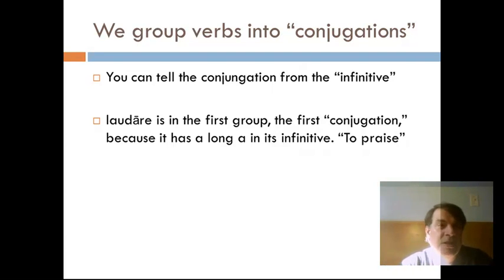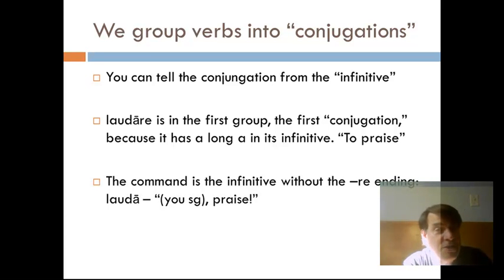I'm not necessarily worried about you memorizing them all now, but I want you to know that there's something coming down the pike later on, and you might want to go back at that point and look at these vocabulary words again and say, I can see where that came from. Okay, so laudare goes in the first of 4 groups of Latin verbs, and the reason it goes in that first group, the first conjugation, is because its stem has a long A in the infinitive. Does it make sense? I'll take questions if it doesn't.